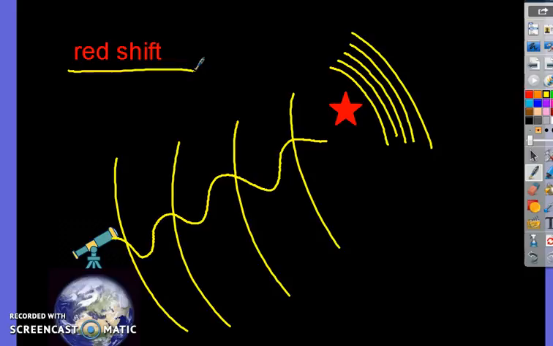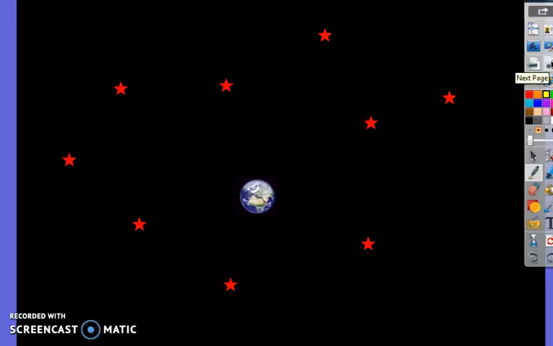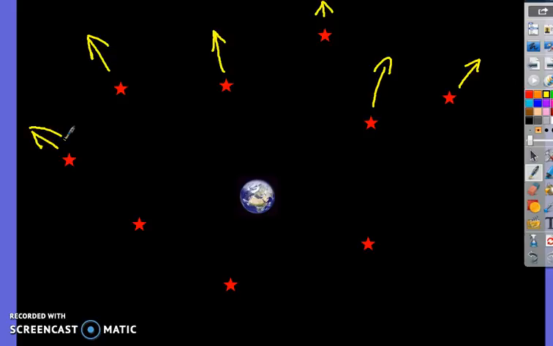And what we found when we look at all the stars in the universe, we look around and just about all the stars that we see are traveling away from us. So why is that important? Well, it's important because it indicates that our universe is just expanding. Right? Nothing is coming toward us, everything is stretching away.